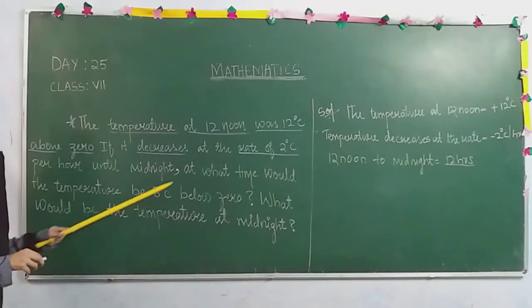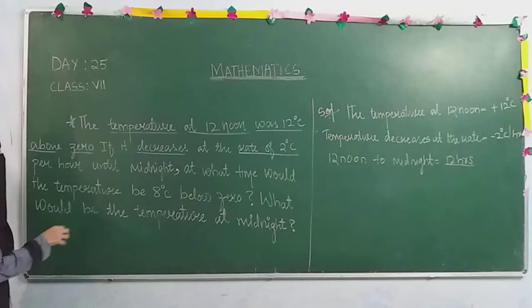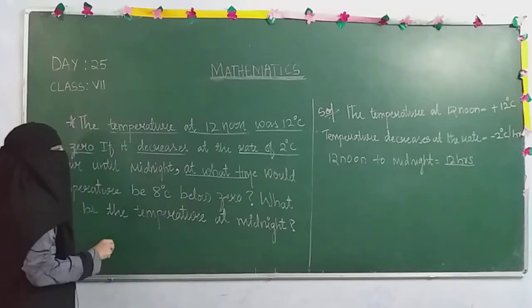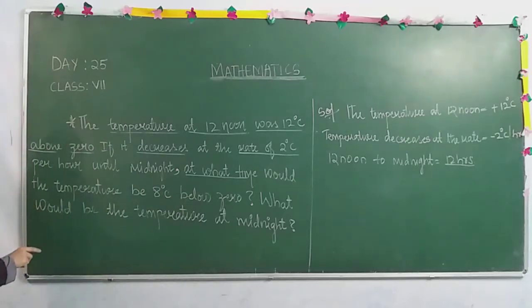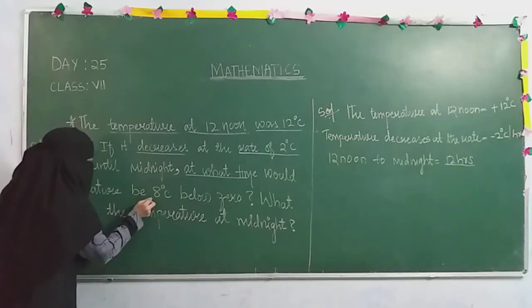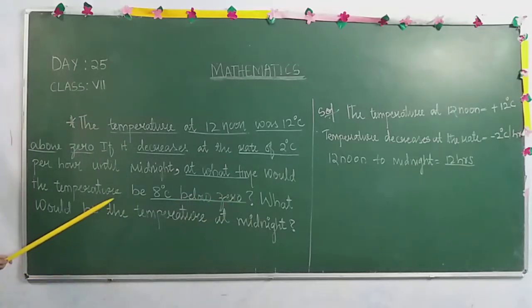Now next information: at what time would the temperature be 8 degrees centigrade below 0? Here we have to find the time when the temperature is 8 degrees centigrade below 0. Below 0 is nothing but minus 8 degrees centigrade. When the temperature becomes minus 8 degrees, we have to find that time. So we don't know the time.